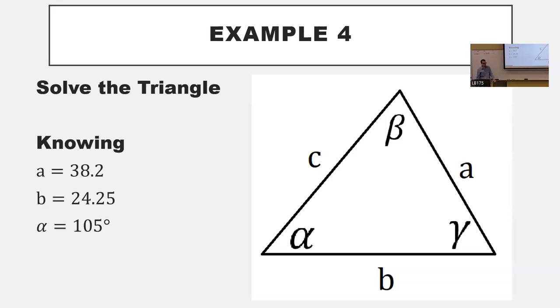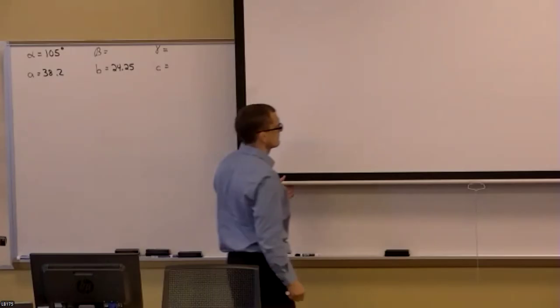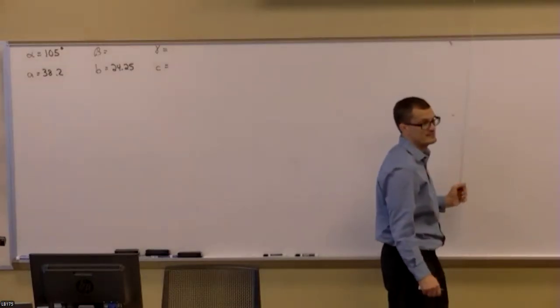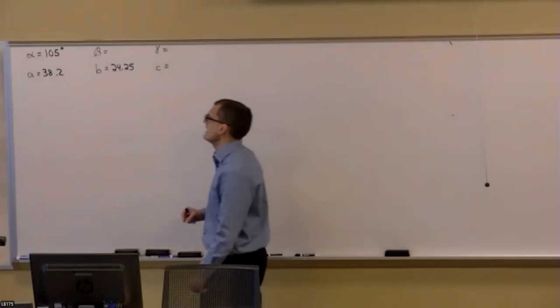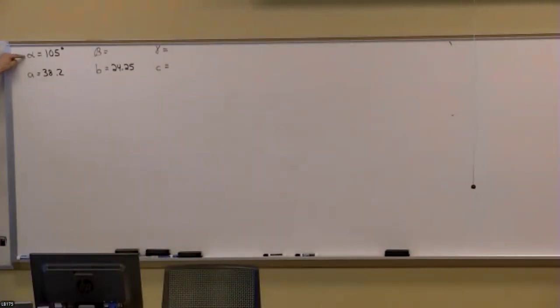There's two things that are nice about this problem. Here we have one angle of 105 degrees. The first thing that's really nice is that I'm given the alpha and the A. That gives me one of my ratios in the law of sines.